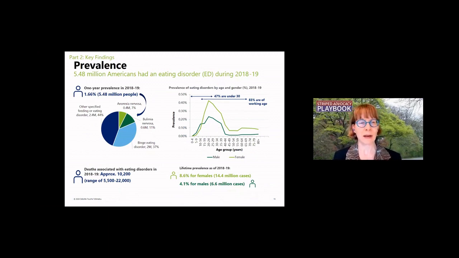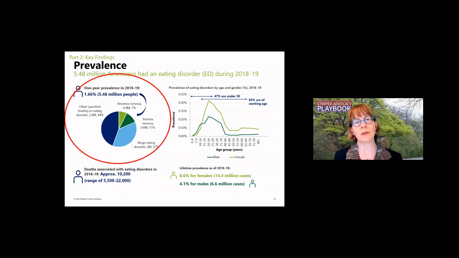So that's a lot of people actively with an eating disorder. We'll notice here with the red circle, you'll see the breakdown of different eating disorders. Most people are familiar with anorexia nervosa, bulimia nervosa. Those are the ones most talked about in the media, but they are not the majority of cases.